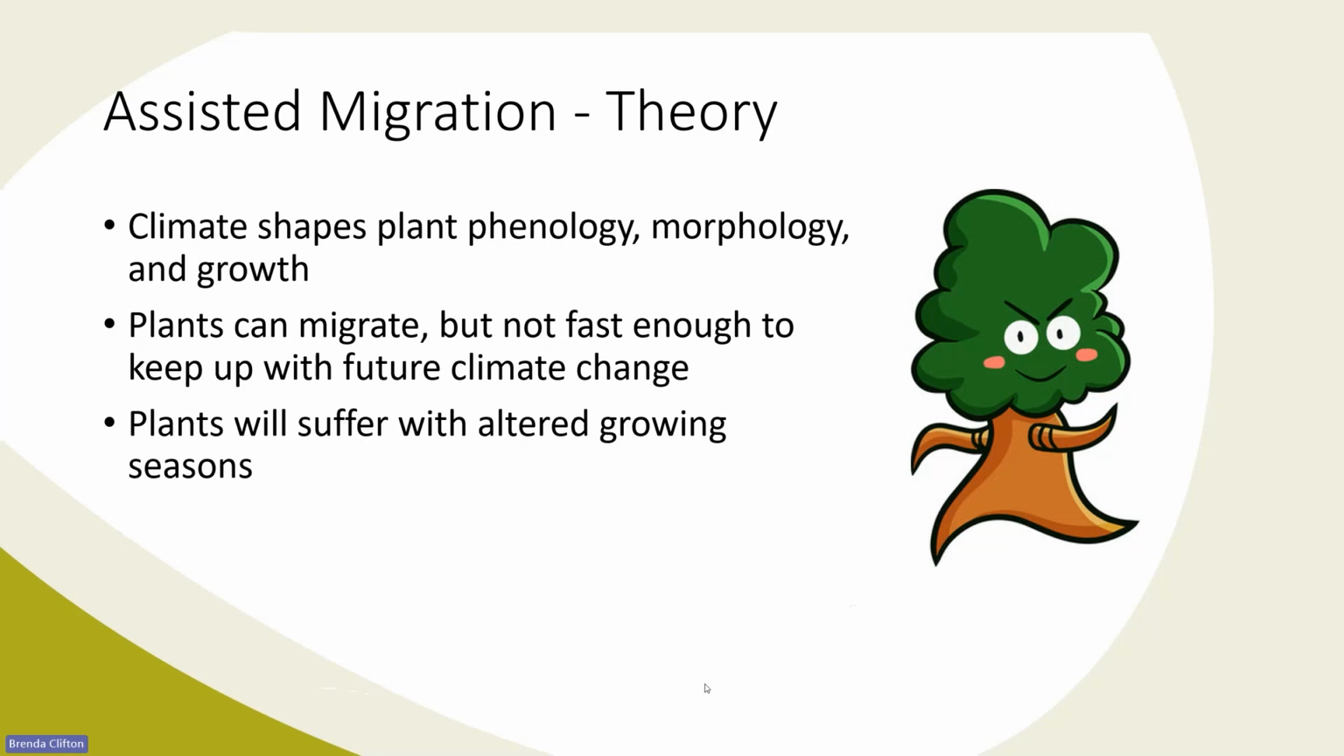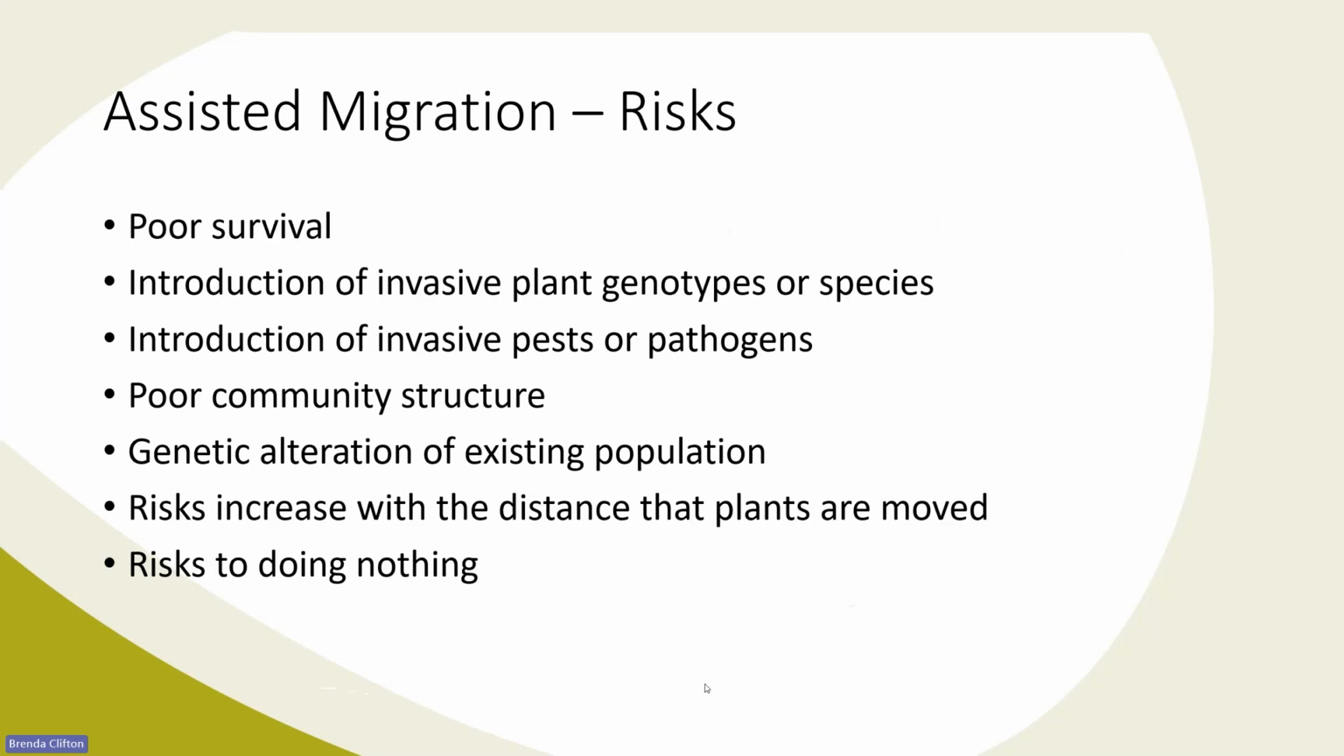And so as a result, it's projected that plants will suffer with altered growing seasons. They may grow less, and we may even see changes in forest composition. So the idea is that we can help the health of our plants and forests by migrating them further than they could do naturally, which sounds great. Except there's a lot of risks associated with this practice.